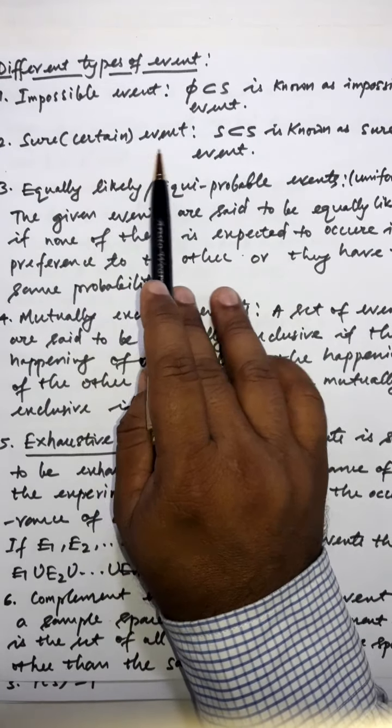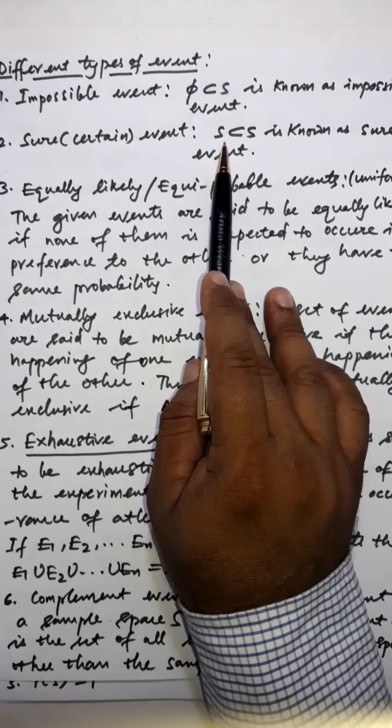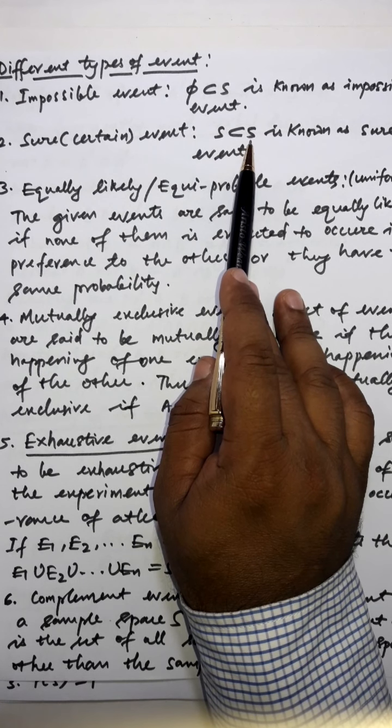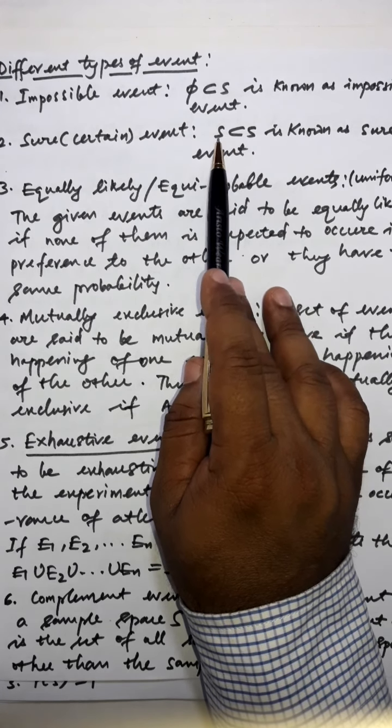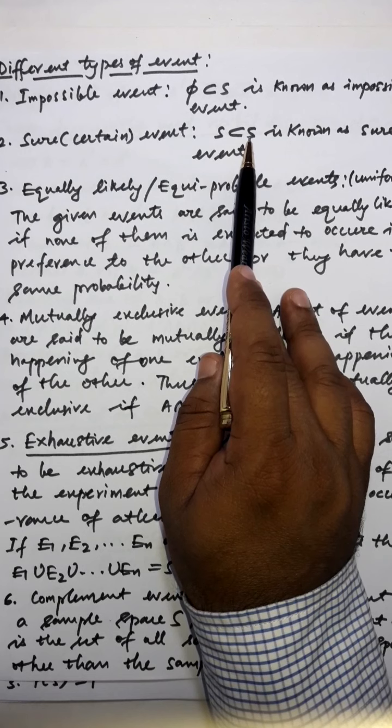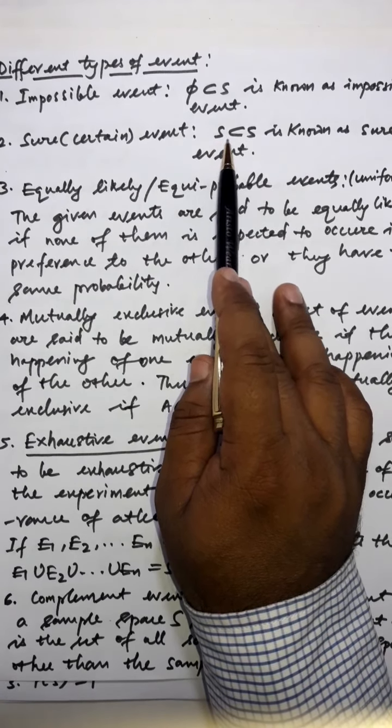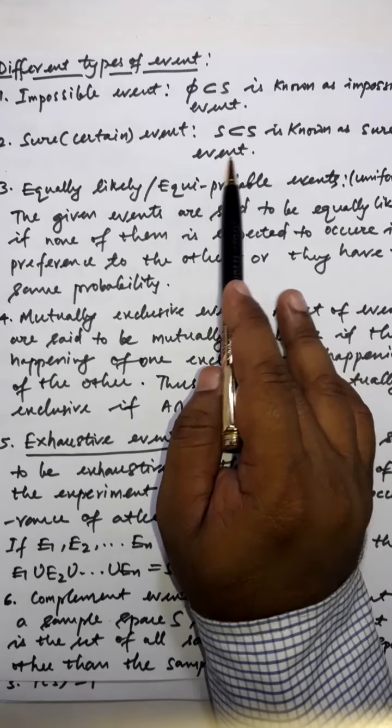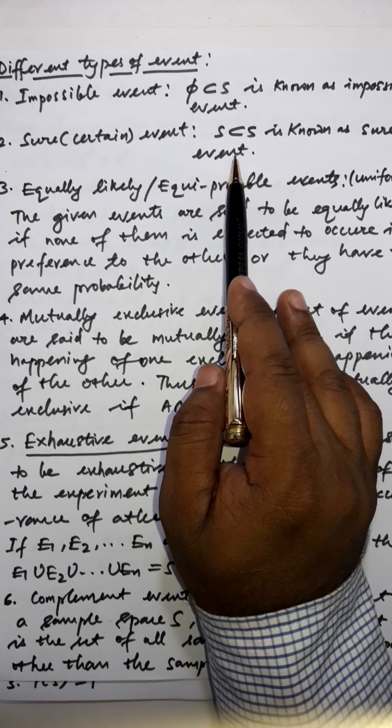Then sure or certain events. Here, as we know that every set is a subset of itself, S is also a subset of itself. That's why S is known as the sure event or certain event.